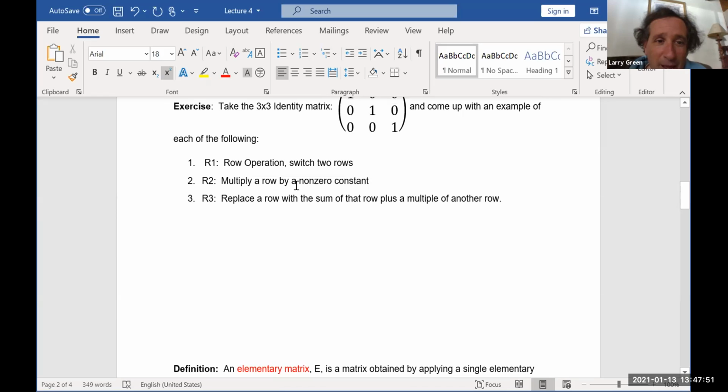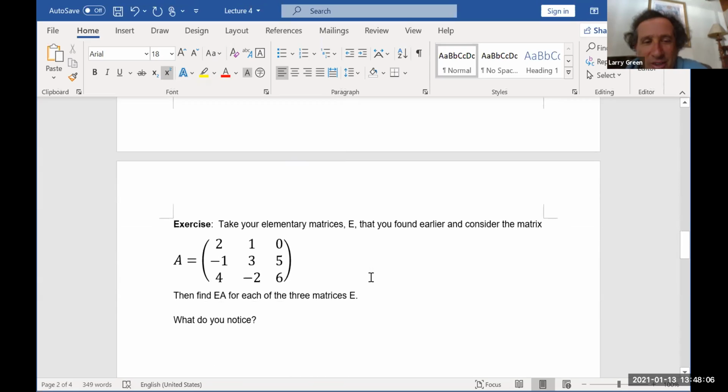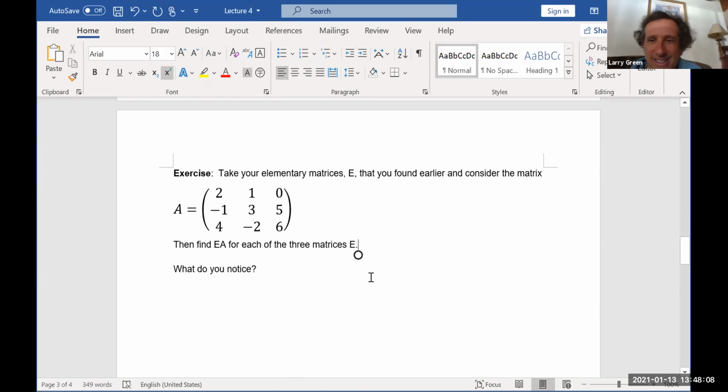Okay, we multiplied a row by a constant and got an elementary matrix that corresponded to multiplying a row by a constant. We multiplied that matrix, let's call that E2, by A. And what did it do to A? It multiplied the same row by the same constant. Isn't that nice?